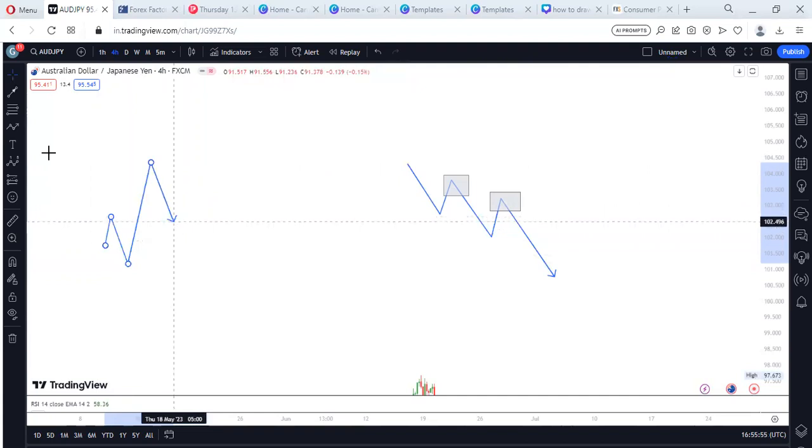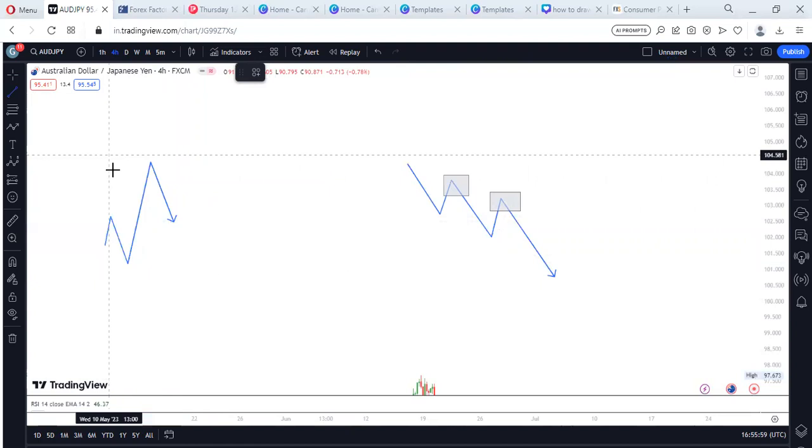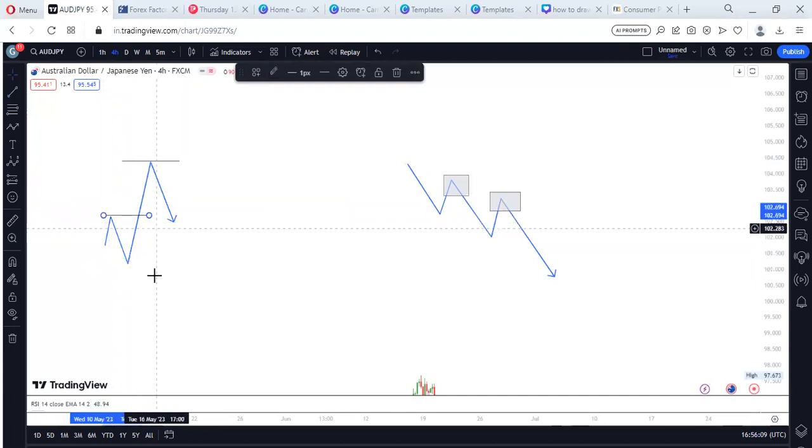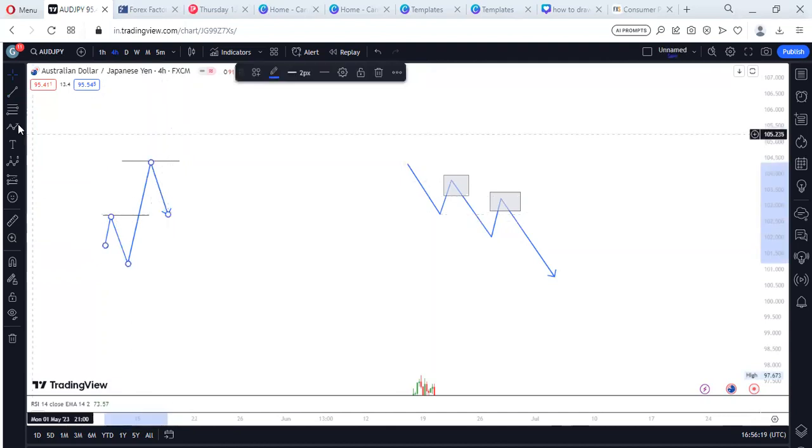Two. Now, first of all, you have to notice that the market has created a what? A high right here. And this high is higher than what? This high right here. This is the first step to plotting your what? Trend line. Now the market has created a what? A higher high. It's cooling down now.